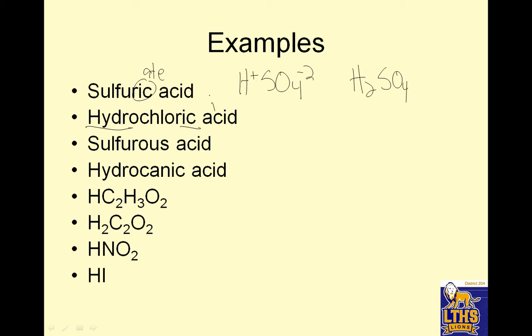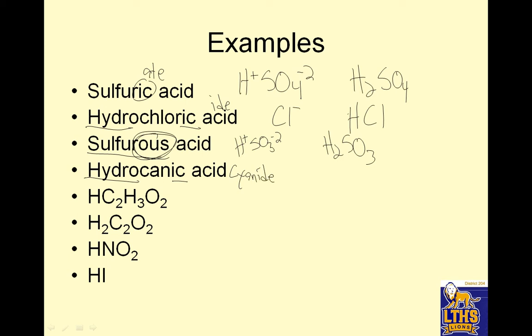Hydro-ic comes from ide. Chloride is Cl, periodic table, negative 1. So to add the right number of hydrogens, it's HCl. Sulfurous acid, ous, comes from sulfite, SO3 negative 2. Make it an acid, and it takes two H's, H2SO3. Hydrocyanic acid, hydro-ic, means it comes from cyanide. That's CN negative. Well, it takes one H to balance that charge, HCN.